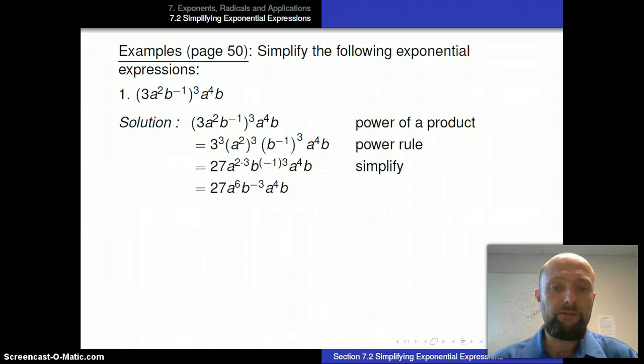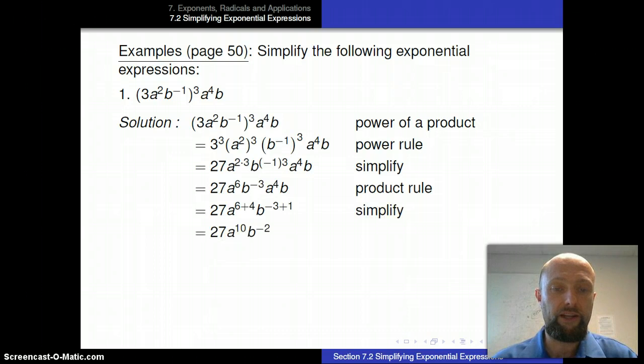Now we combine a^6 and a^4, and b^-3 times b. We use the product rule for this. The product rule says that we have to add the exponents. So a^6 times a^4 becomes a^(6+4). b^-3 times b becomes b^(-3+1). We simplify and we get 27 a^10 b^-2. Now we finally use the negative exponent rule to rewrite b^-2 as 1 over b squared. And here is our final answer.